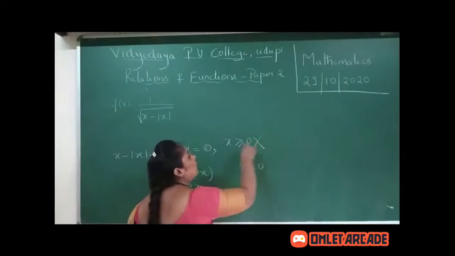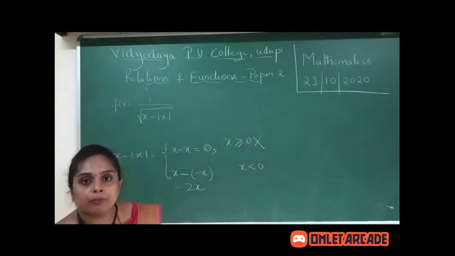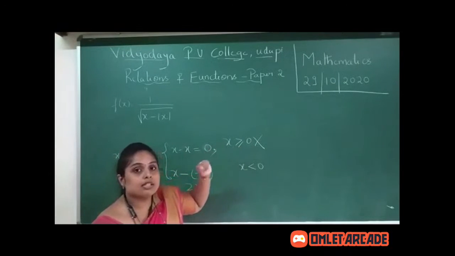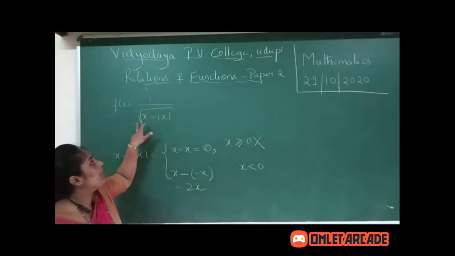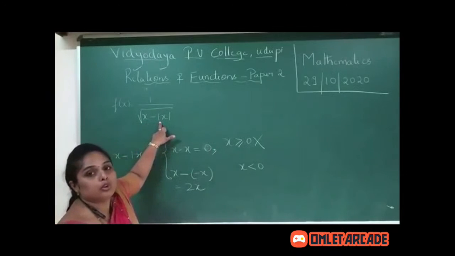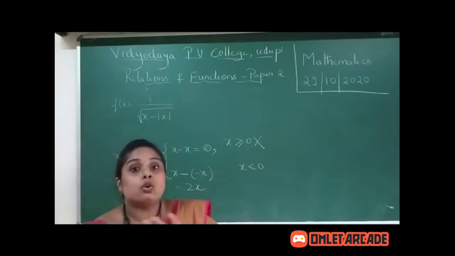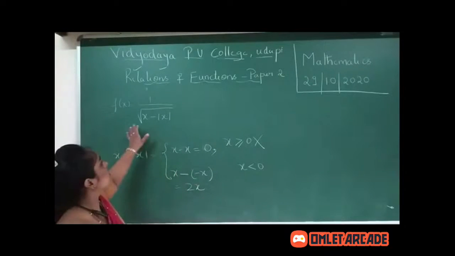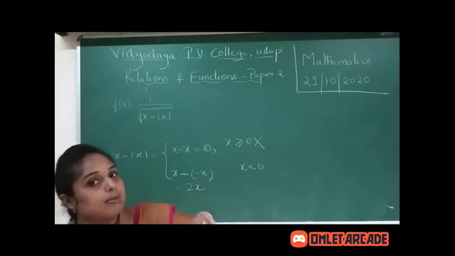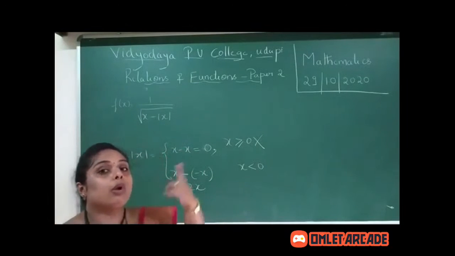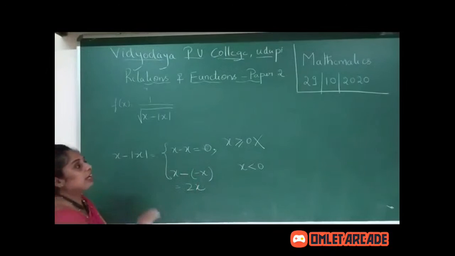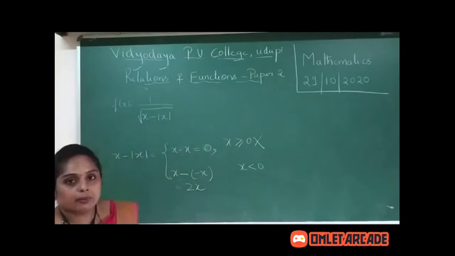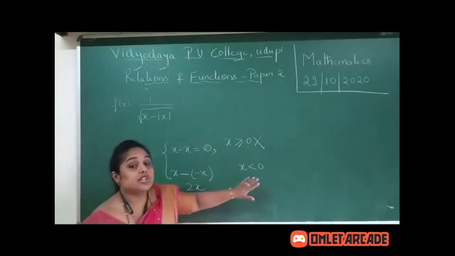So I cannot put positive values or 0. Try to understand. What is the reason? If I put 0, 0 minus 0 is 0. Root of 0 is 0. 1 divided by 0, not defined. If I put positive values, imagine I put 7. 7 minus mod 7, mod 7 is 7. 7 minus 7 is 0. Root of 0 is 0. 1 divided by 0, not defined. So I cannot put positive values. I cannot put 0 or greater than 0 values. Okay. Let us check with negative.